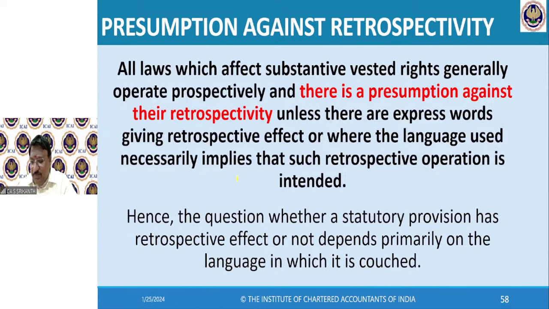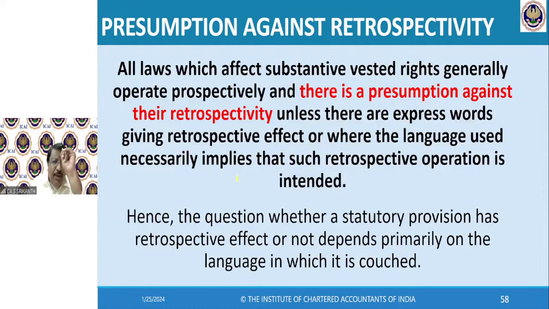Anyway, I know this is a little advanced and unnecessary, but think about it. After all, by passing the exam, you will become a chartered accountant, but there is much more to being a chartered accountant than passing the examination. Okay. So there is something called retrospectivity. That means making the law applicable to a back date. Making the law applicable to a back date cannot be done normally. All laws which affect substantive vested rights generally operate prospectively. That means when a law is amended, the amendment will only apply to the future. It cannot apply to the past.